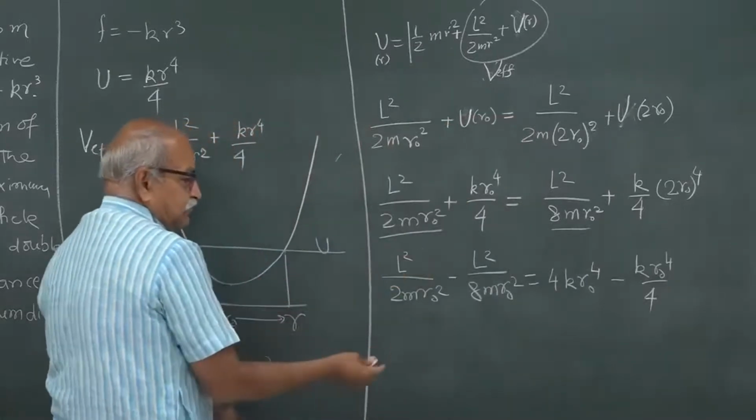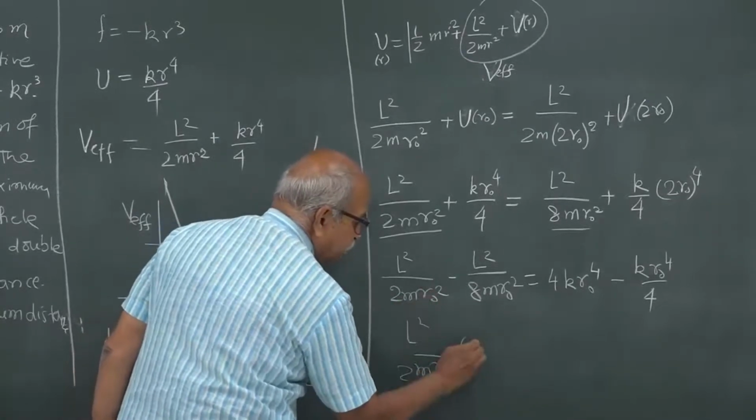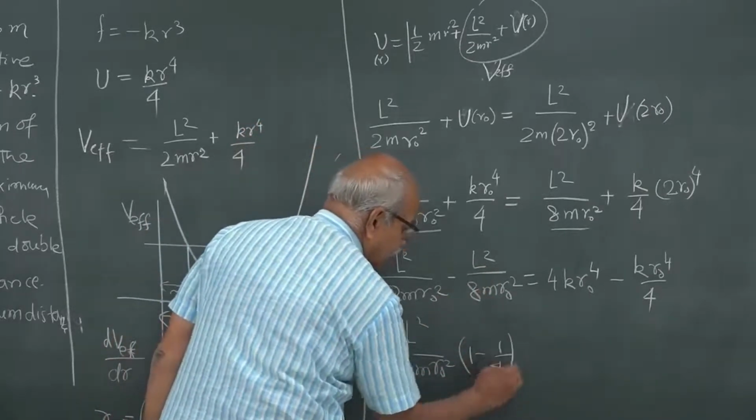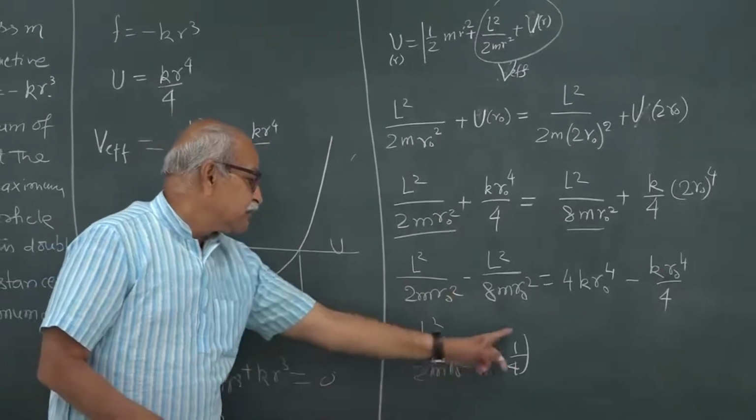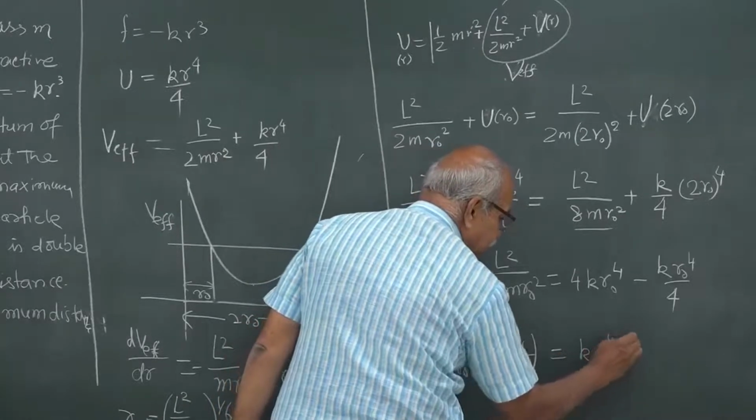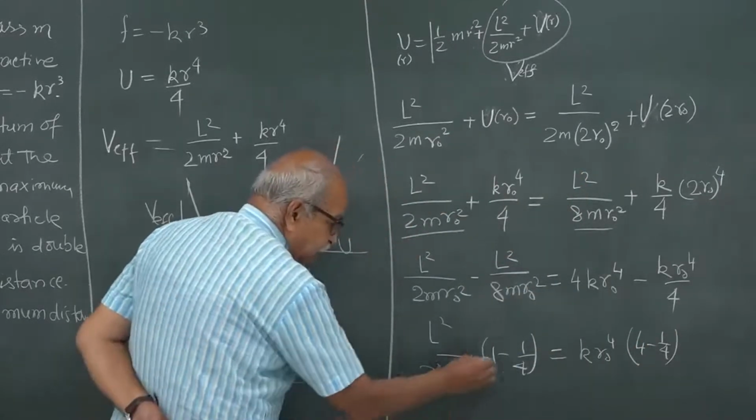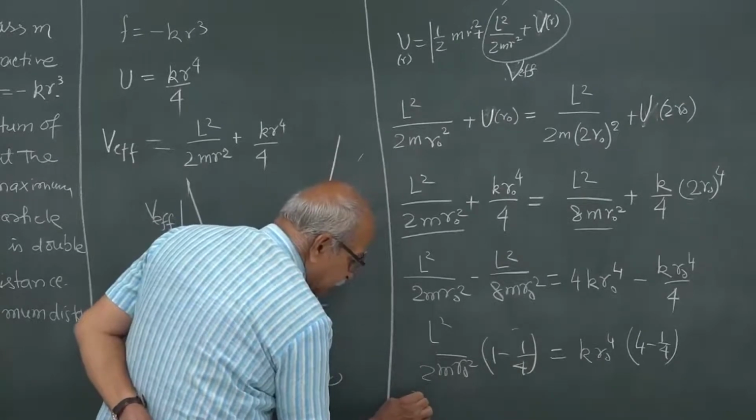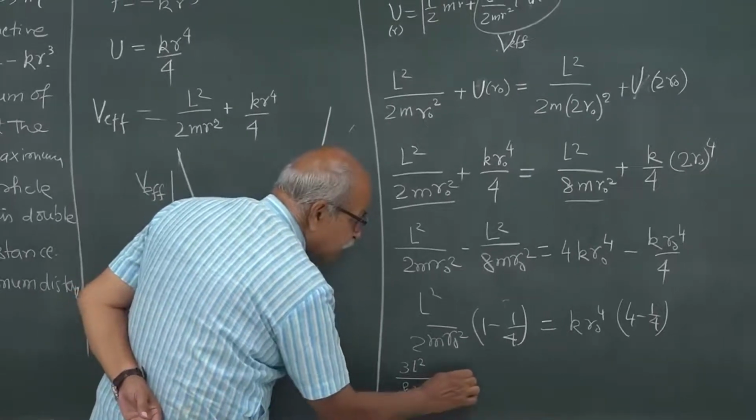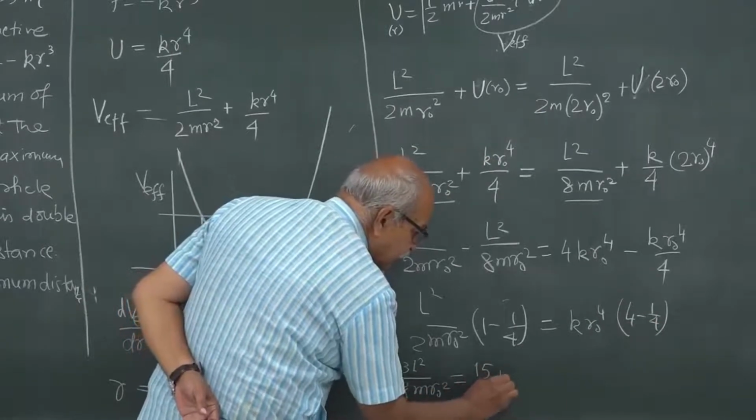Alright, so easy to calculate. L square by 2 m r naught square, and then you have 1 minus 1 by 4, correct, 1 by 8 here, 1 by 2 is here and 1 by 4 is here, and this side k r naught to the power 4 and then you have 4 minus 1 by 4. Alright. So, this is 3 by 4, this is 3 by 4. So, 3 L square divided by 8 m r naught square, and on that side it is 15 by 4 times k r naught to the power 4.